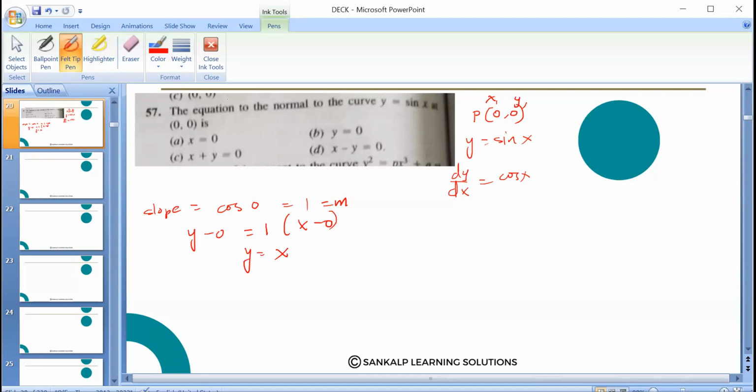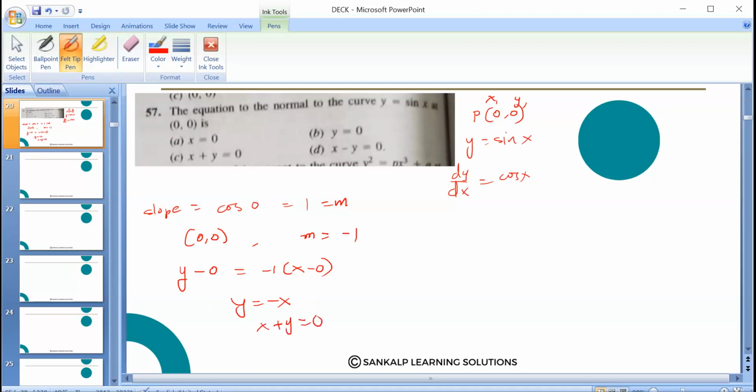But this is equation of tangent. We want normal. Point we will take 0, 0. But slope we will take minus 1. So y minus y1 equal to m into x minus x1. Y equal to minus x. Or x plus y equal to 0. Option C.